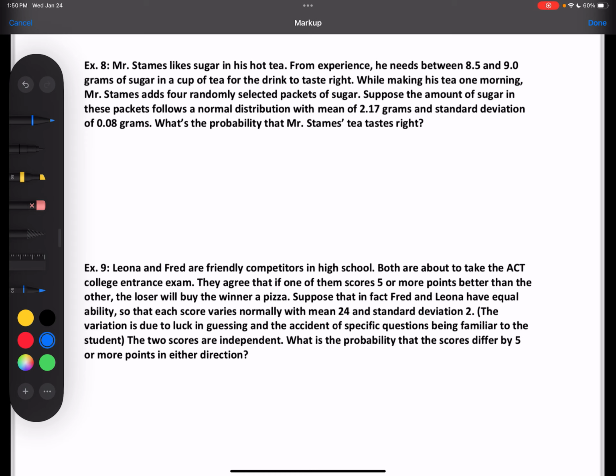Okay, so I think you need to find the z-score. I will, eventually. What's the first step? We're going to find the mean for the 4 packets. Each packet has a mean of 2.17 grams, so times 4, because that's what he's putting in there, is equal to what? 8.68. Okay. Standard deviation.